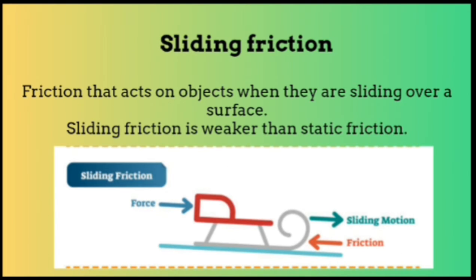Sliding friction. Friction that acts on a body when it is sliding over a surface. Sliding friction is weaker than static friction. Example, Santa's sleigh. We might have seen Santa's sleigh, right? It occurs due to sliding friction. It can move.